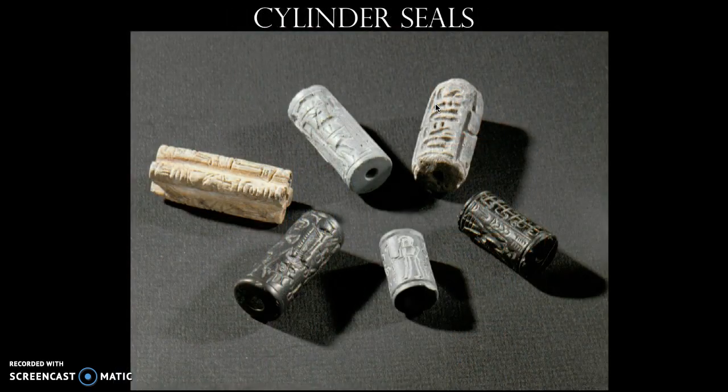Real quickly, we'll take a look at cylinder seals, and then we'll have to switch to part two of the presentation. Cylinder seals are about an inch and a half in height and about another half an inch in diameter, usually made from marble or some other type of stone. And the artist carves a narrative into the surface, and you roll it out over a damp clay surface, and the seal would then leave its impression.